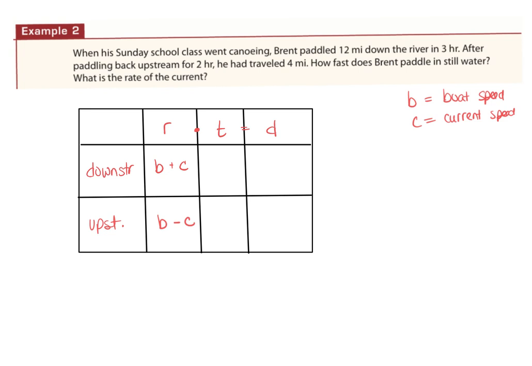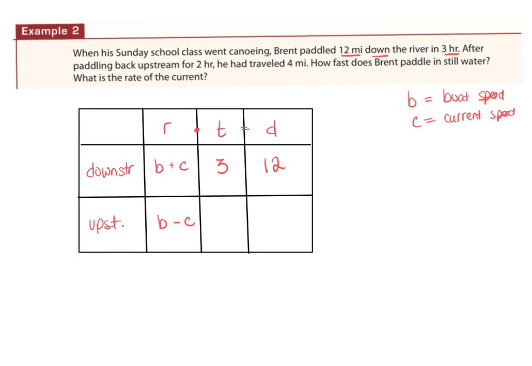All right, it says, he traveled downstream for how many hours? Well, they told us it took him 3 hours, right? That's his time. Distance, well, we know his distance as well. It says he traveled 12 miles down the river. They didn't say downstream, but down the river we're going to assume is downstream, 12 miles. So we have his entire downstream filled out. The rate is going to be how fast the boat is going plus the current. The time is 3 hours, they told us. The distance is 12 miles, they told us.